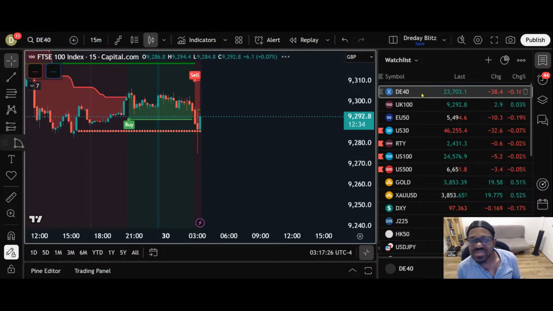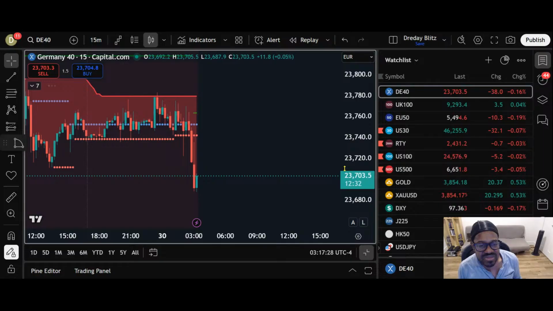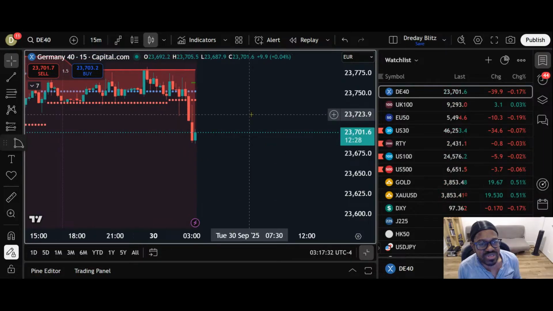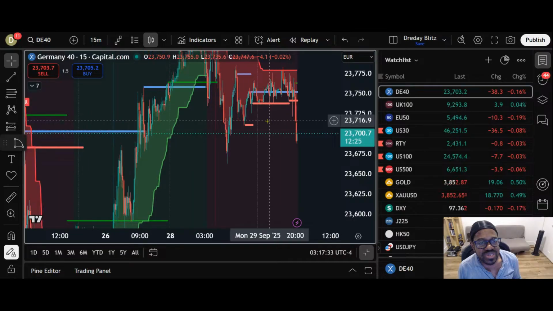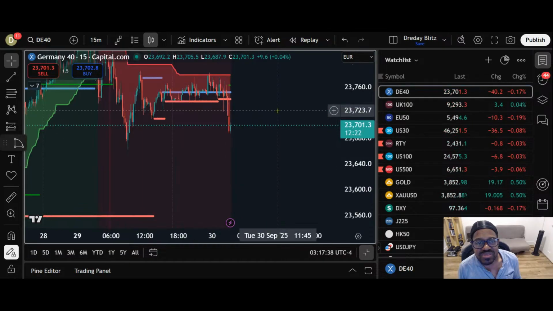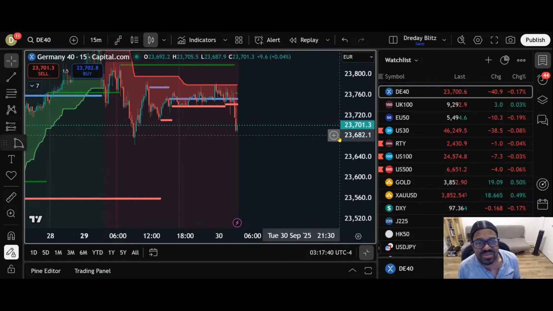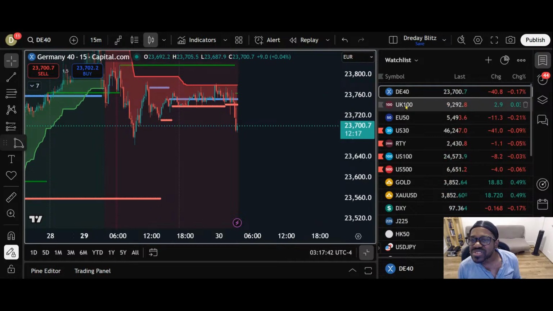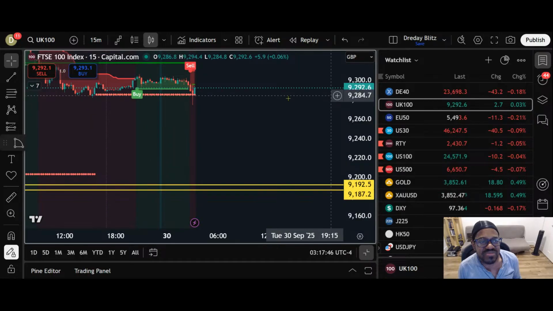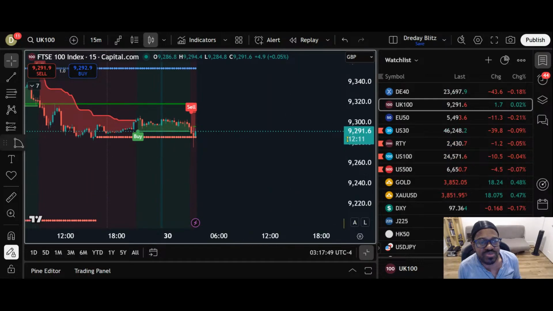Right, so let's look at the German. German is still in a downtrend, so still bearish. This one just started to go bearish here.